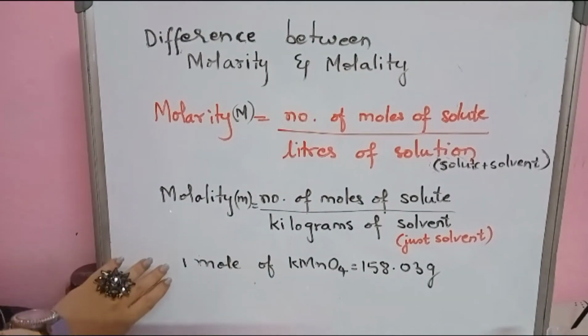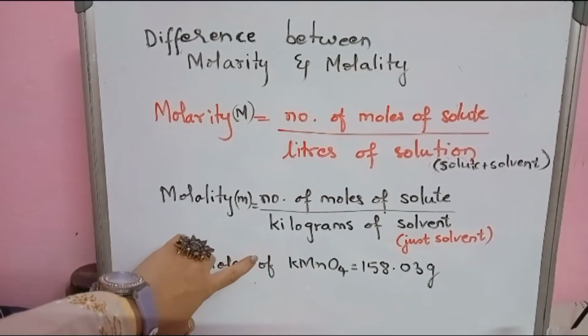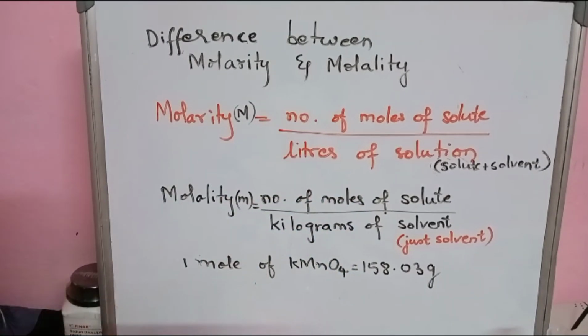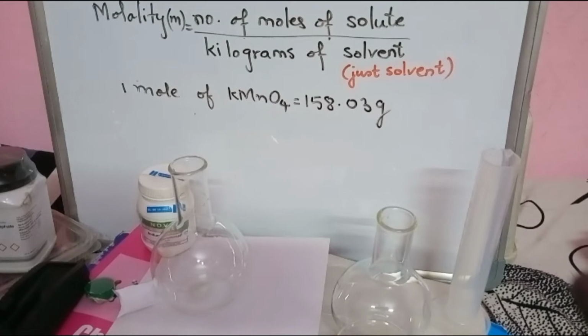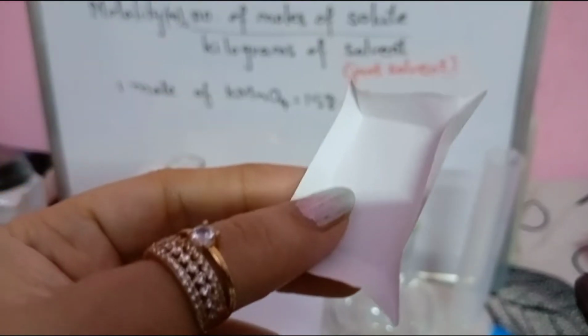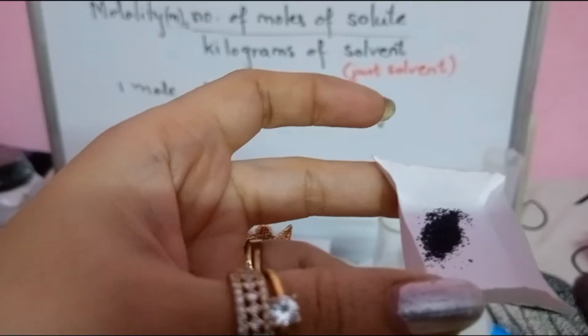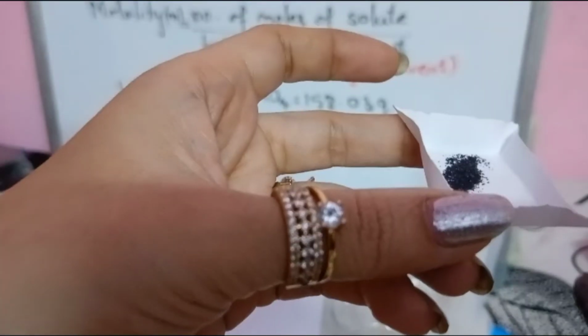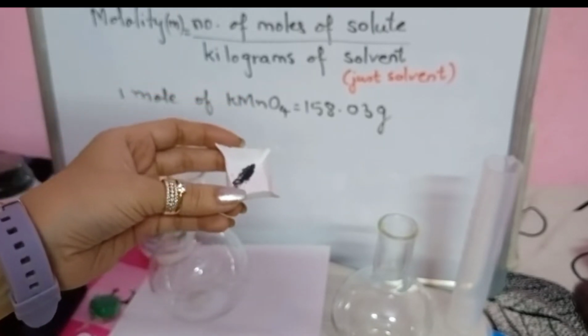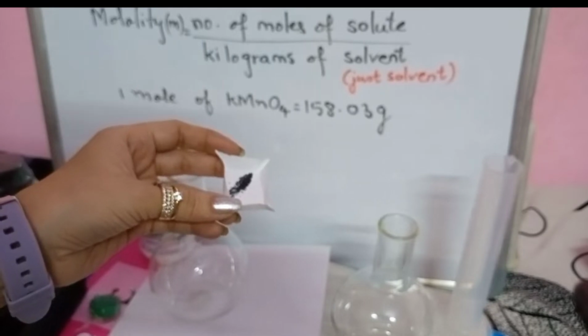For example, we'll take 1 mole of potassium permanganate, which is equal to 158.03 grams. I'll show you where the difference comes in. I'll go to the scale and measure 158 grams of potassium permanganate. Here you can see I have measured 158.03 grams of potassium permanganate.